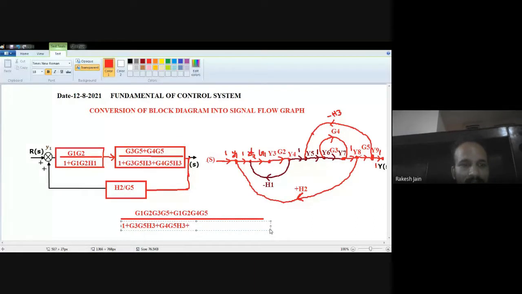Then this G1 G2 H1 term will be multiplied by all those three terms. The first term is 1, so G1 G2 H1. Then G1 G2 H1 will be multiplied by G3 G5 H3, so it will be G1 G2 G3 G5 H1 H3. And the last term: G1 G2 H1 will be multiplied by G4 G5 H3, so it will be G1 G2 G4 G5 H1 H3.